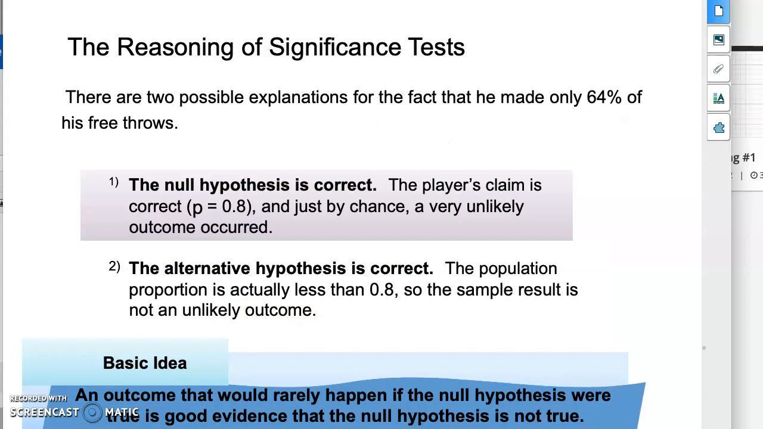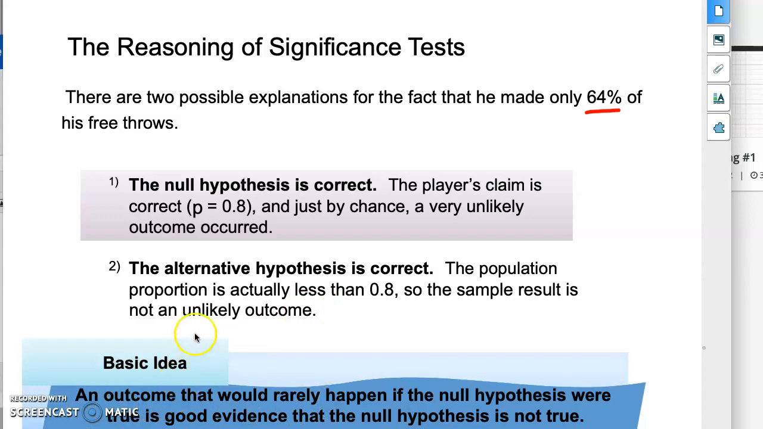So that would lead us to believe that our basketball player's claim is false or is not true. Okay, the reasoning of significance tests: there are two possible explanations for the fact that he only made 64% of his free throws. One is that he actually is an 80% free throw shooter, but this just was a very unlucky outcome. The other is that he's actually not an 80% free throw shooter. So the null is correct, or the alternative is correct. There's two possible scenarios. One of these is true, the other one is not true, okay?